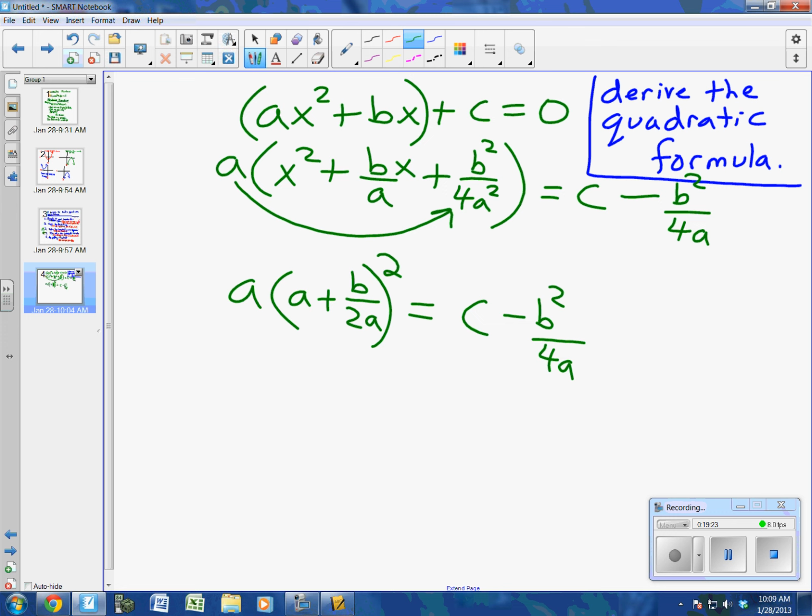Now, hold on. I forgot, you guys, this equal sign right here is still supposed to be this plus sign. And I put equals 0 out here. Okay? So this should be plus c equals 0 out here. Okay, now. Oh, by the way, this is ax. A times (ax plus b over 2a) squared plus c minus b squared over 4a.